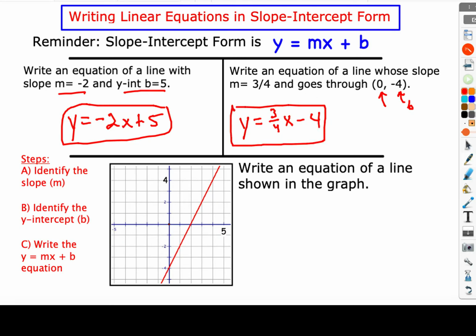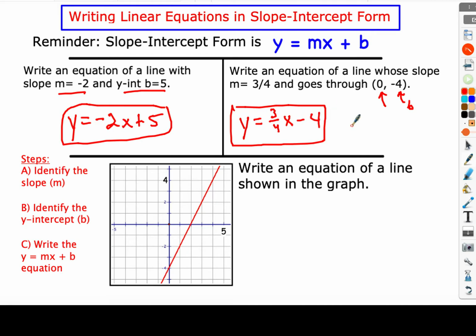And I guarantee you, if you plugged 0 in for x, 0 times 3/4 would be 0, and -4 would be -4. So plugging in 0 will get us -4. Our y-intercept would have been -4.